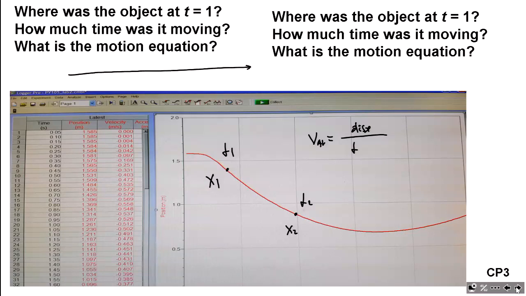Now, it's very handy to always draw a simple motion diagram. So x1, x2. How was it moving? It moved from x1 to x2. This arrow represents displacement. How can I calculate the magnitude of this arrow? Well, the magnitude of this displacement is equal to the difference between these numbers, 1.4 and 0.9.